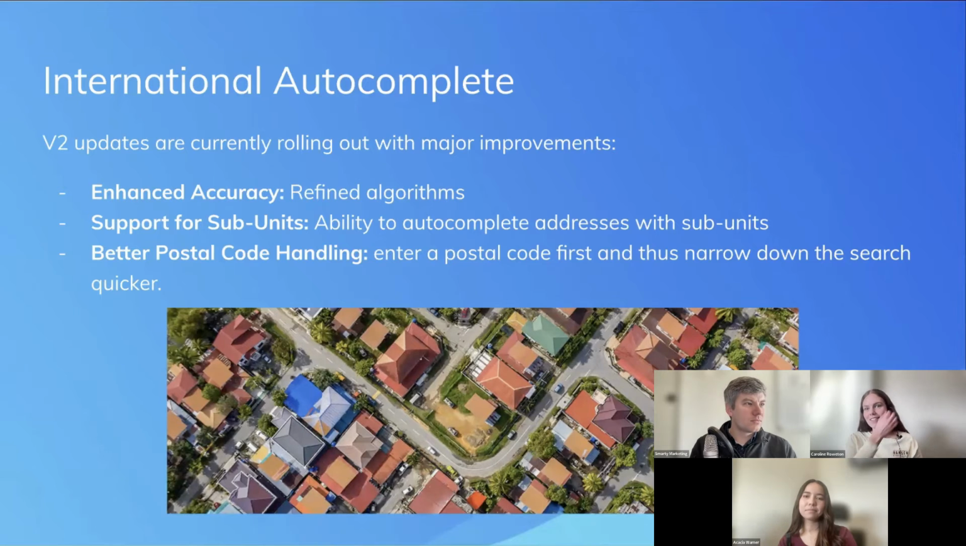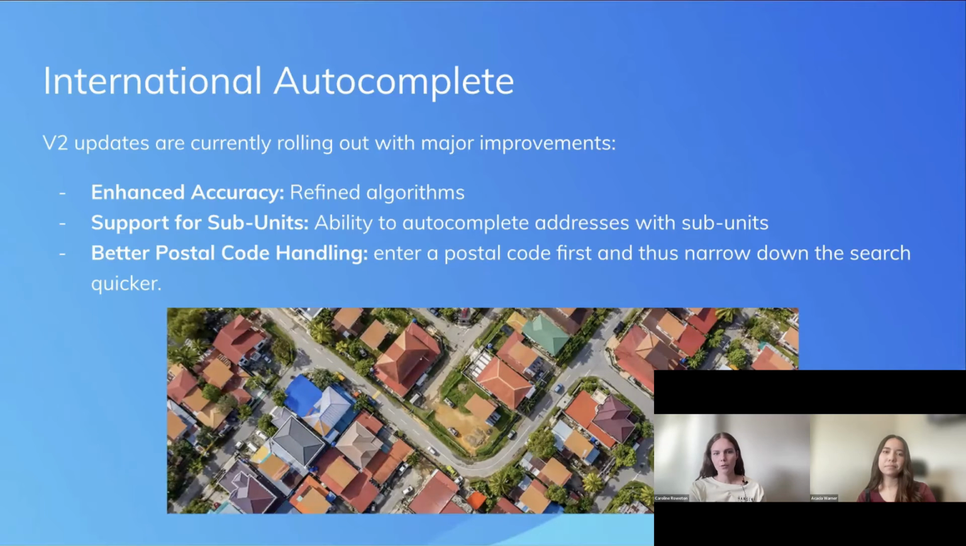There are three things that have been enhanced a lot with this V2 update. First, refined algorithms: we have better prediction and suggesting of international addresses as a whole, being able to match better to what the customer is looking for. Second, support for subunits: we include the ability to autocomplete address subunits by utilizing an address ID, which Acacia will get into a little bit later, but that's something that's been asked for a long time.